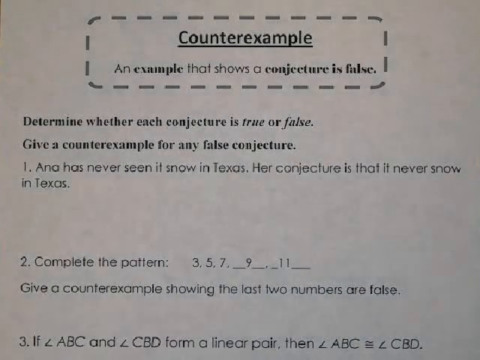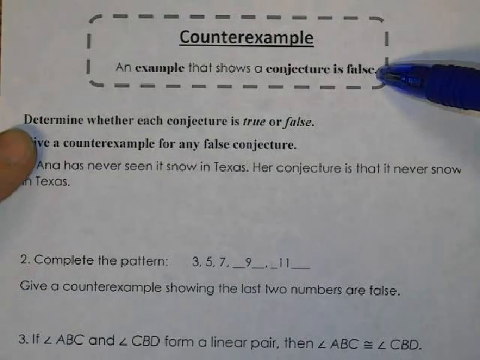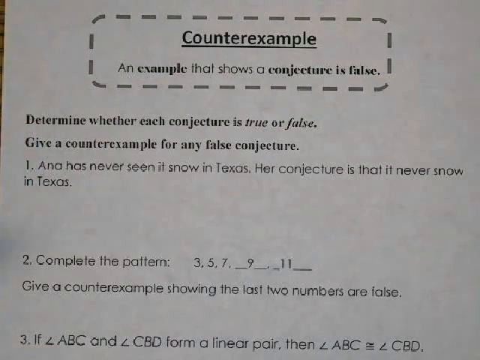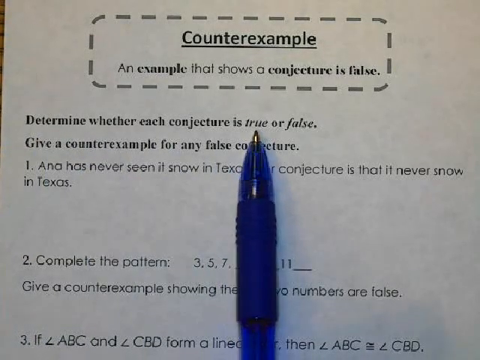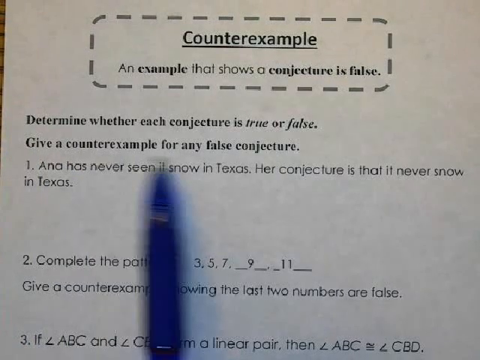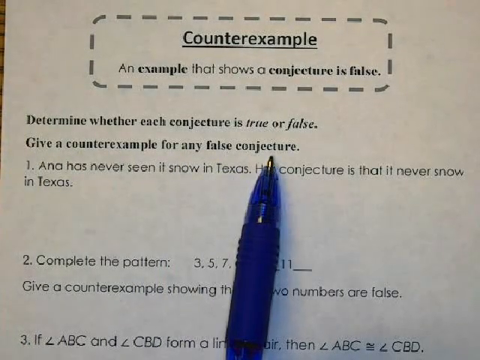Okay guys, so now we're going to talk about counterexamples. A counterexample is just something that negates the statement, that says that the conjecture that you've made is false. So you just want to find something that means that the statement is false and shows it. For example here, we're going to determine whether each conjecture is true or false, and we're going to give a counterexample for any false conjecture.